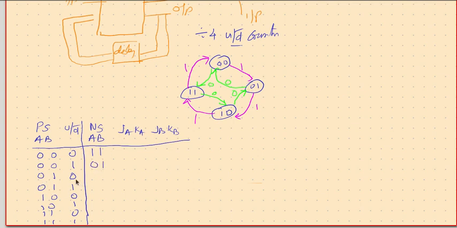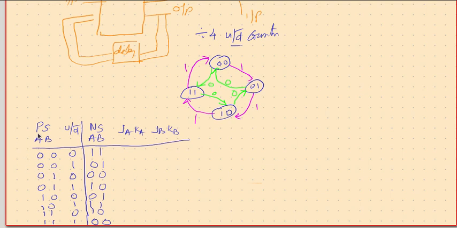Same way from 0 1 with input 0, we go back to 0 0. With input 1, we go forward to 1 0. From 1 0 with input 0, we go back to 0 1. And from 1 0 with input 1, we go to 1 1. From 1 1 with input 0, we go back to 1 0. With input 1, we go to 0 0.